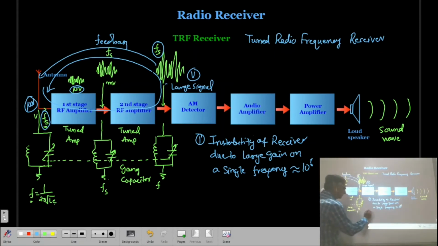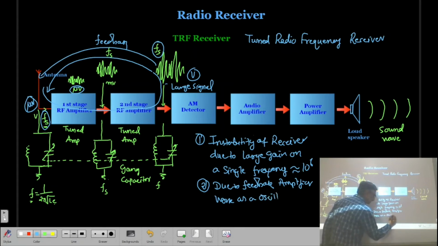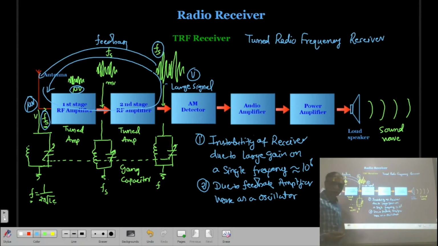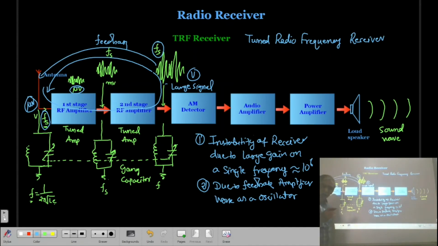Then, as already mentioned, due to the feedback, the amplifier will work as an oscillator. And an oscillator means it is an unstable circuit, correct? So this is the disadvantage of the TRF receiver.